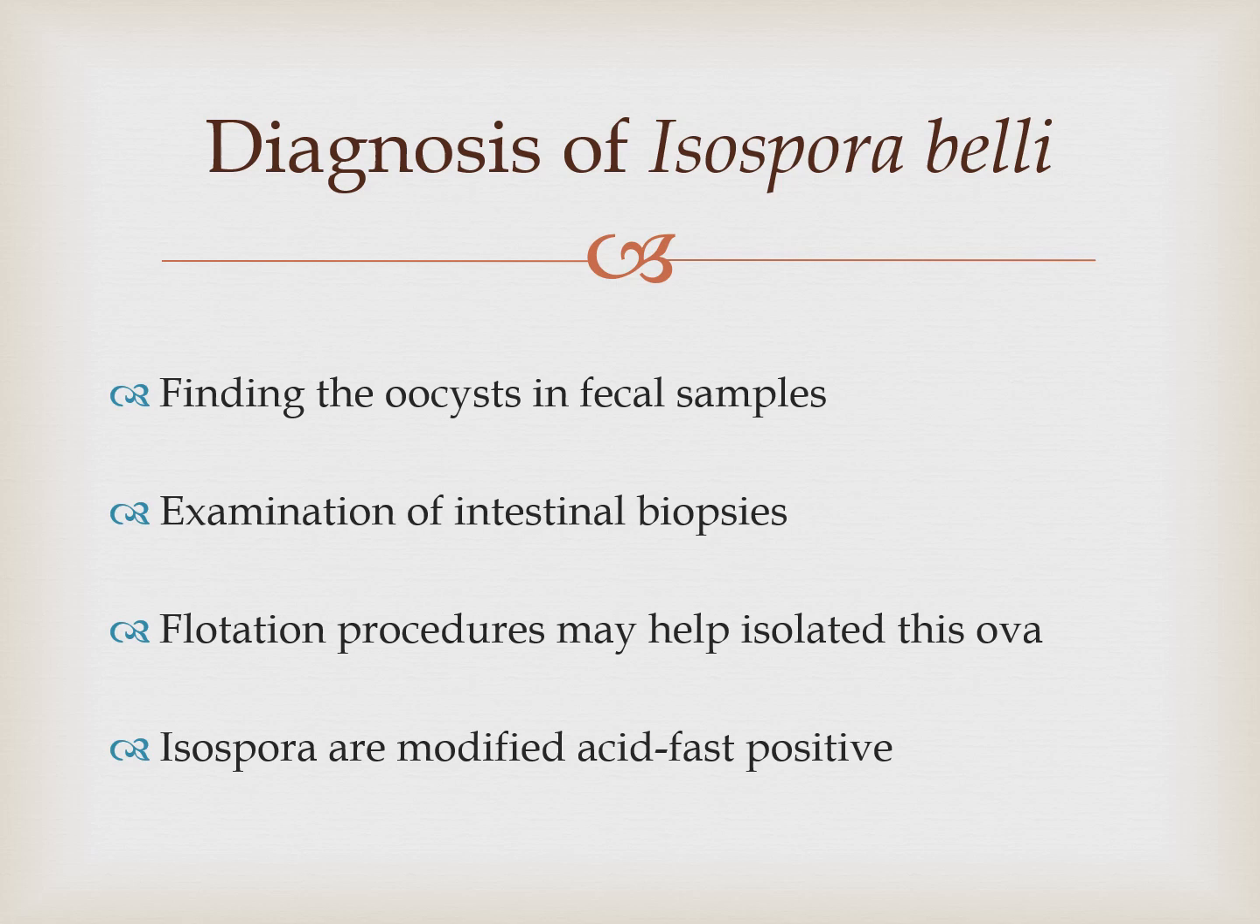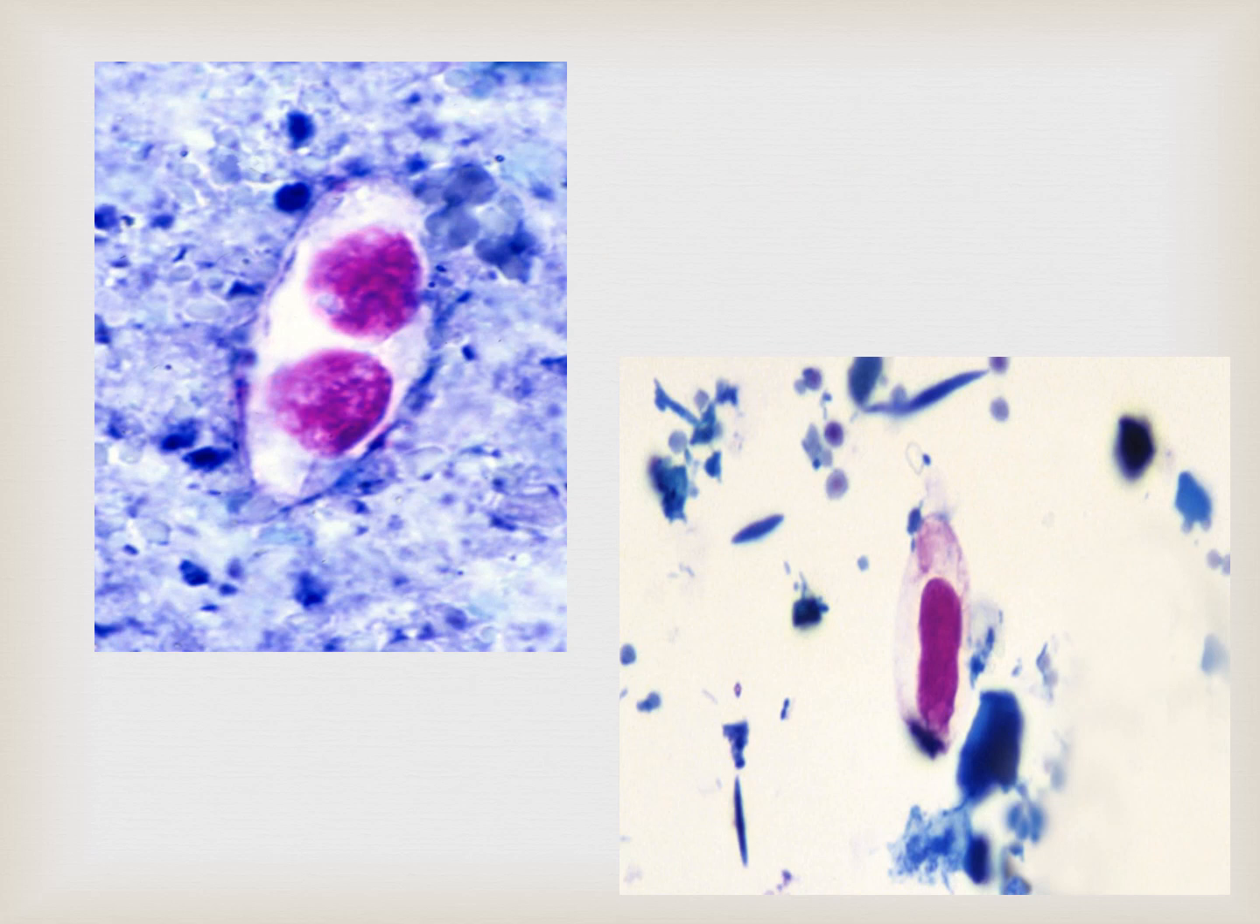We can do flotation procedures, which may be helpful in finding these ova, or we can also use modified acid-fast stains because it is modified acid-fast positive. Those sporoblasts are going to be positive and will turn red because of the acid-fast stain. Here's a nice picture of Isospora with the acid-fast stain, and what we can see happening here is sporoblasts that stain positive with the acid-fast stain. You can see that the elliptical outer edge of the coccidian is very clear and transparent.